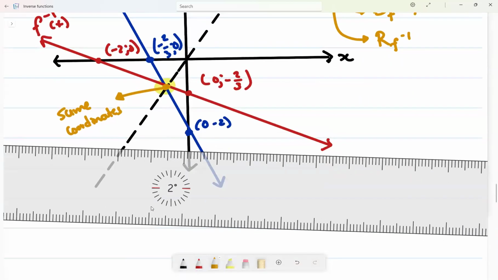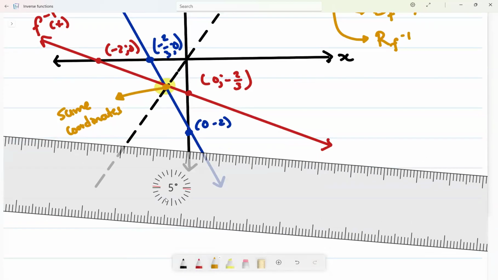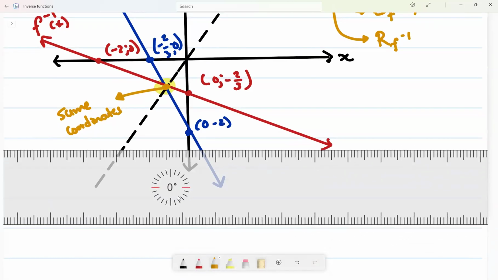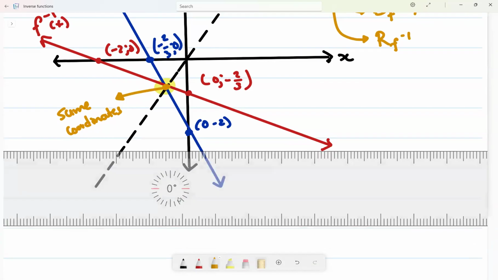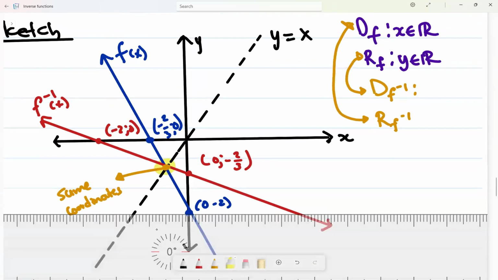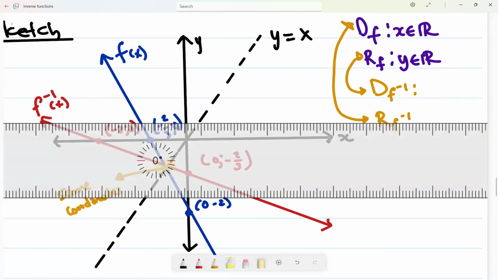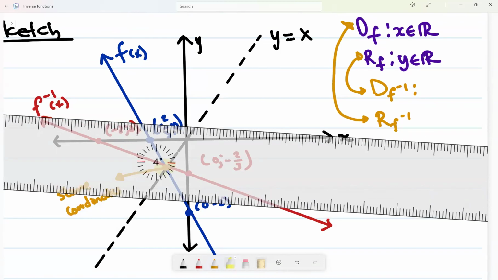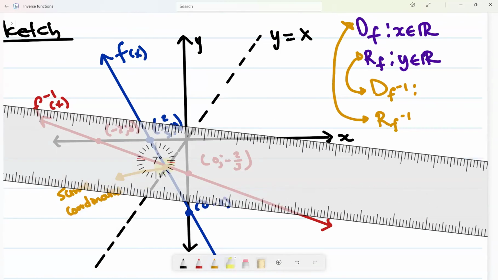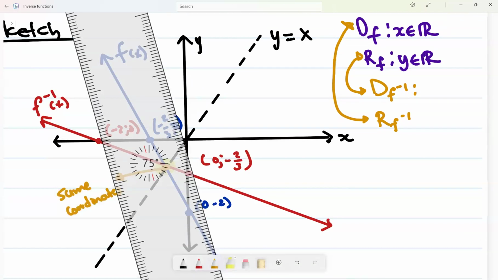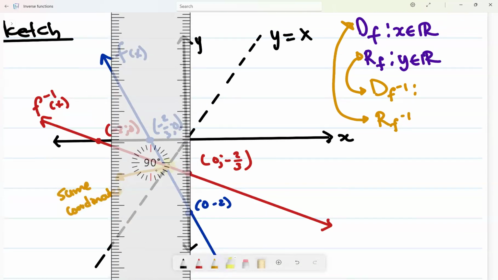Now let's look at the graph here. Let's look at the range because we are already at the range. The range of the red graph, which is our inverse, starts from negative infinity up to positive infinity there. So what does this tell us about the range of that graph?